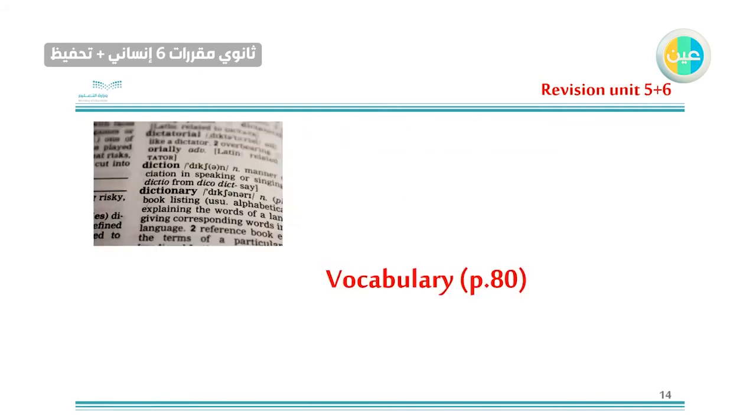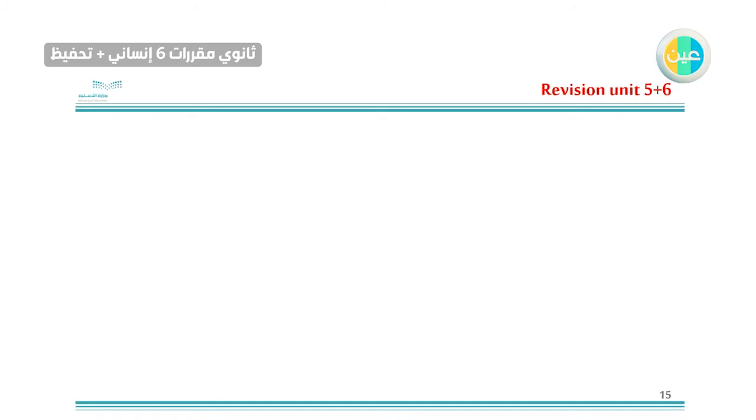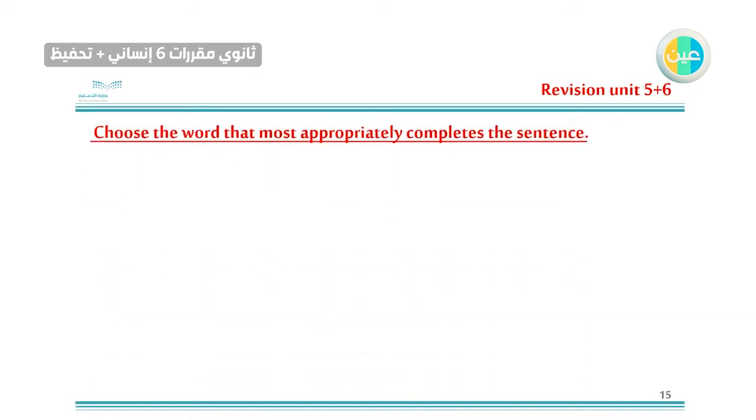Okay, by this we come to the end of the grammar section, modal verbs and conditional sentences, and we will move to the vocabulary. Please open your book, page 80, and try to do the exercises with me. Choose the word that most appropriately completes the sentence. Here we are looking for the word that most appropriately completes it, because you might find more than one word that completes the sentence, but one of them is the most appropriate.